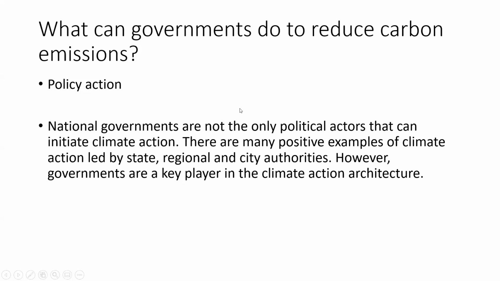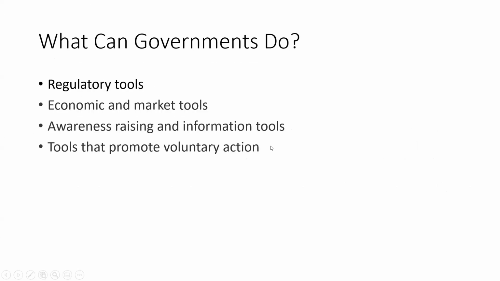National governments are not the only political actors that can initiate climate action. When we talk about national governments, we're talking about the top level, the main government at the national level. But there are many positive examples of climate action led by regional authorities, that is the local council and some of the regional or provincial authorities. So what is it that governments can do?